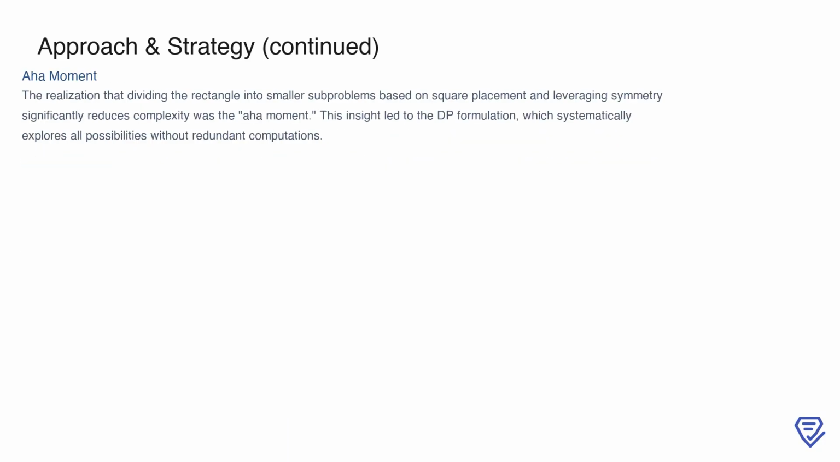The breakthrough insight, or the aha moment, in solving this problem was realizing that dividing the rectangle into smaller subproblems based on square placement and leveraging symmetry could significantly reduce computational complexity. Instead of exploring every possible configuration like in brute force, the dynamic programming approach systematically considers all possibilities but avoids redundant calculations. By reusing results from previously solved dimensions and focusing only on unique configurations, this method transforms the problem into a more structured and efficient process. This insight ultimately led to a solution that balances optimality and practicality, making the dp formulation a powerful strategy for tackling this challenging tiling problem.